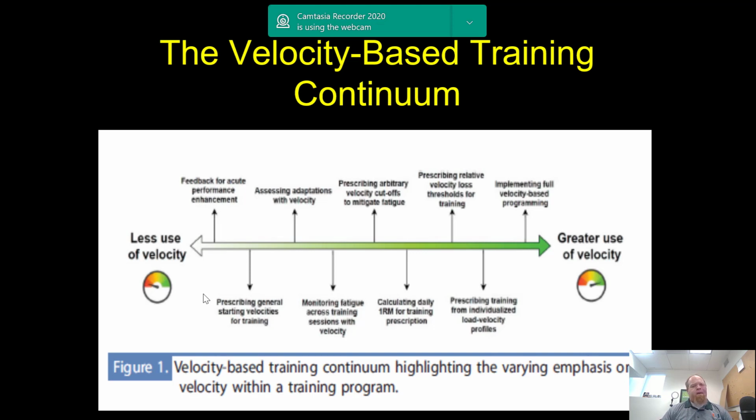And I believe I did a video on Fernando's paper, so hopefully you can go check that out. But with the 40% velocity loss, that's getting near failure. The hypertrophy gains were much greater. All of the fibers hypertrophied.